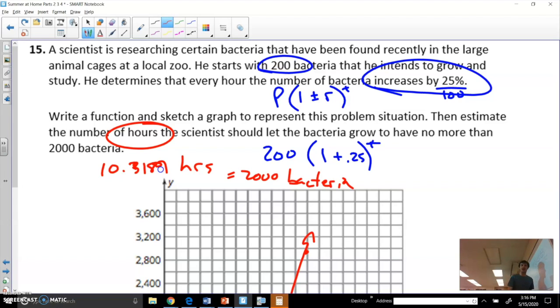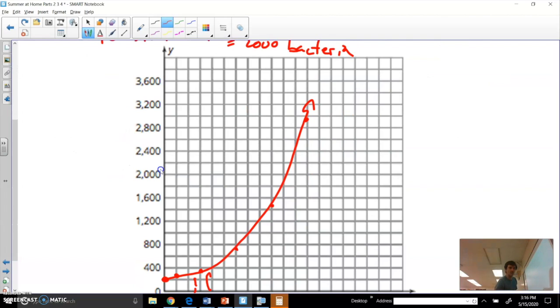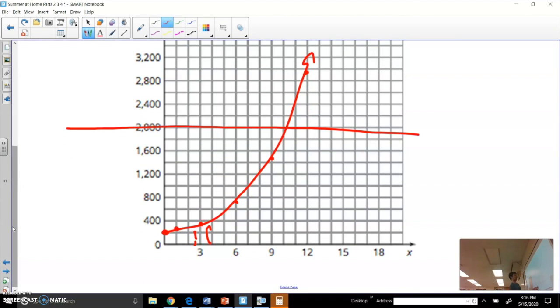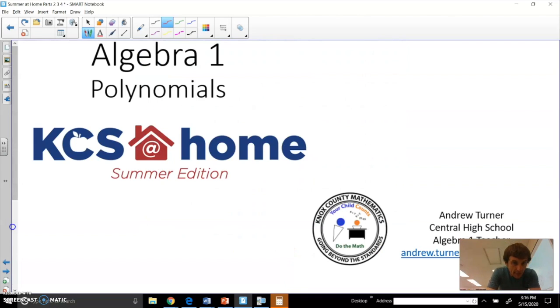And again, we just found that by graphing a constant, 2,000, and then really finding exactly where we think that point of intersection would be, what the x value would be to make that happen. So you can see that's somewhere around 10, 11. Okay. That pretty much wraps up our exponential chapter. We got one more unit on polynomials. Hope to see you then.